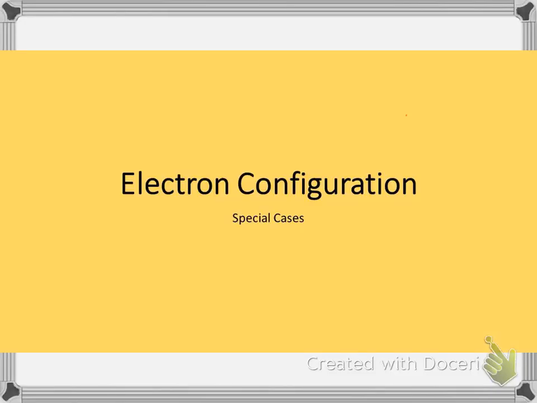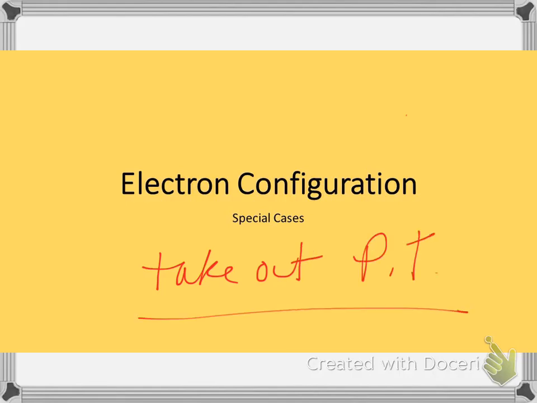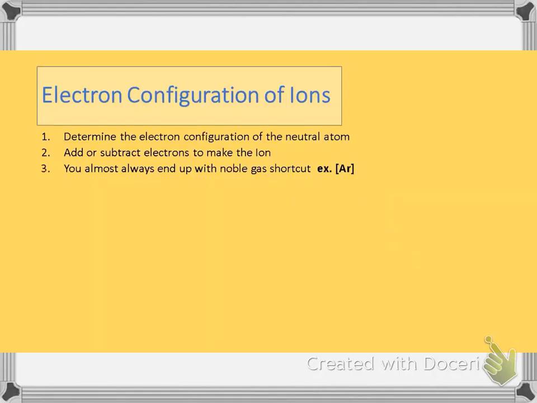Okay, in this podcast we're going to talk about special cases of electron configurations, or what electron configurations allow us to figure out. It's important that you take out your periodic table as you follow along because you'll need it to understand what we're doing.